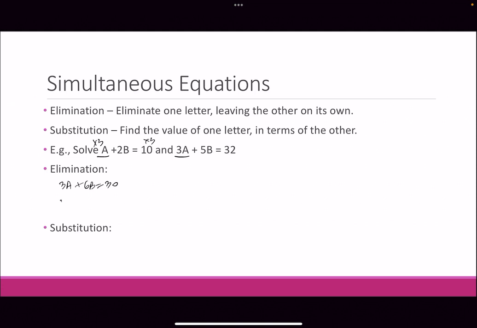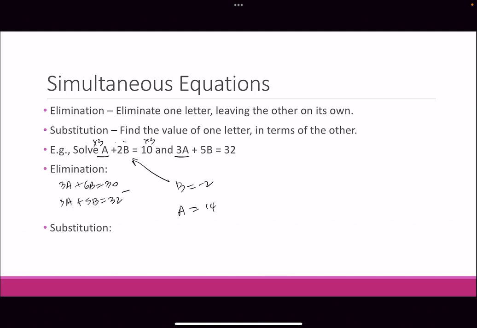Now I'll write the second equation under it, and then I'll subtract them. So 3a minus 3a equals 0, 6b minus 5b equals b, and then 30 minus 32 equals minus 2. So b equals minus 2. If I substitute this value of b back into this first equation, you'll get a minus 4 equals 10, so a equals 14.